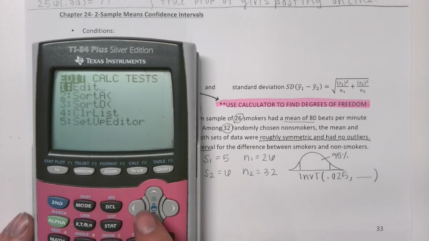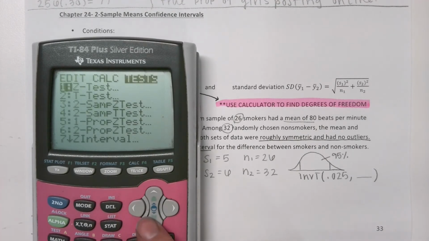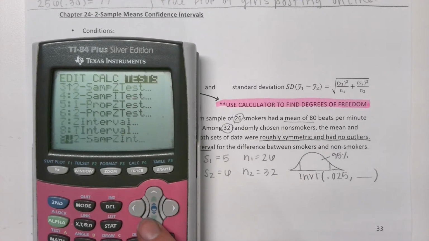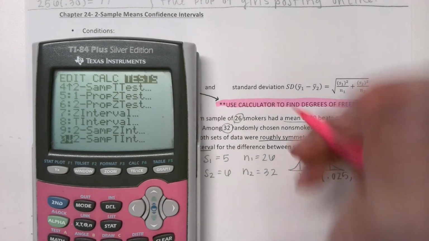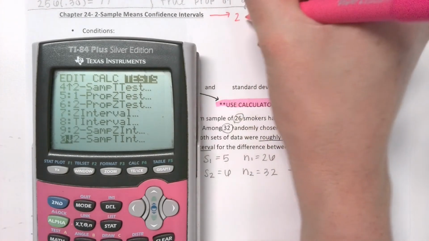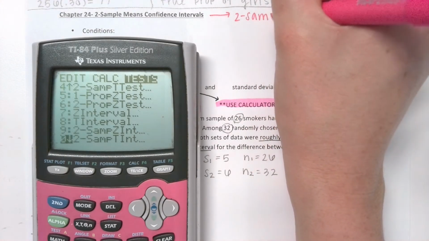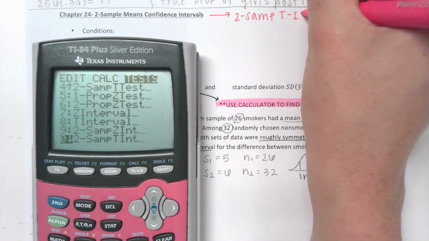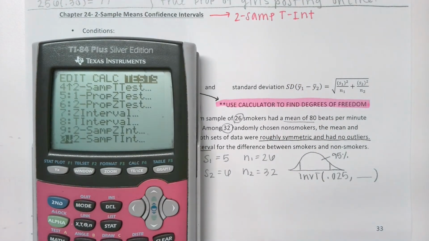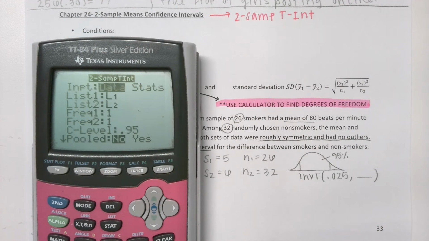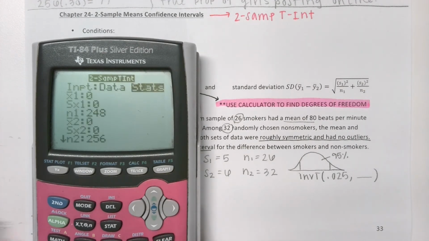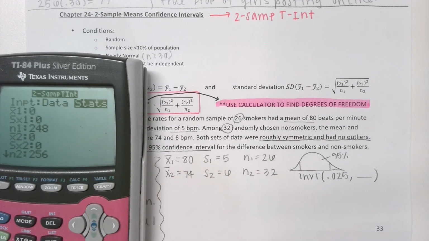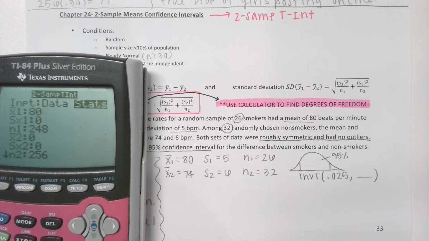We're going to go to stat tests. I'm looking for a 2 sample t interval. So here it is, 2 sample t interval. You might want to write that down. 2 sam t interval. We can have data or stats. This time they gave me statistics, so I'm going to have to type that in here. Another reason why it's nice to have everything written down.